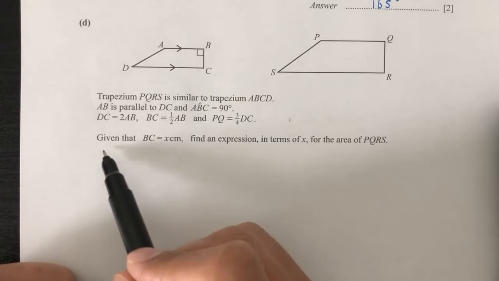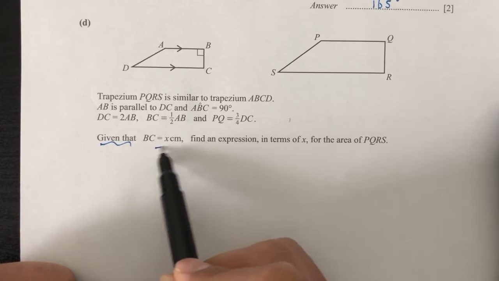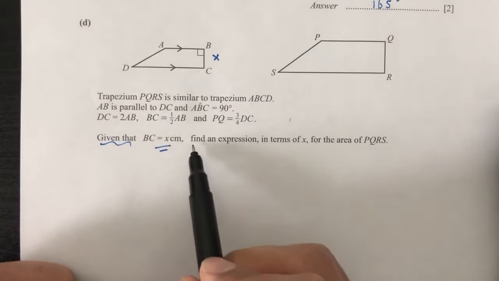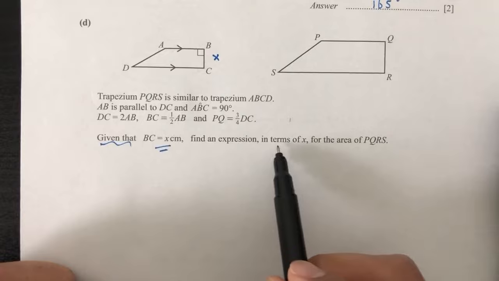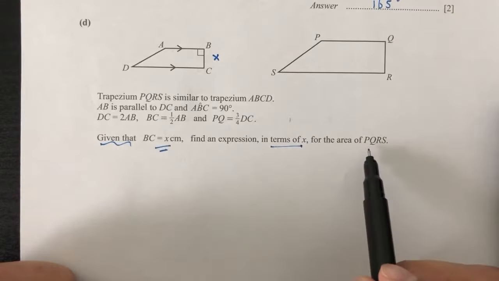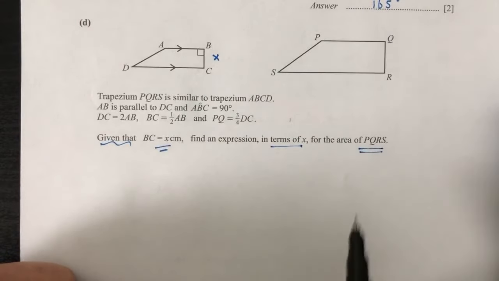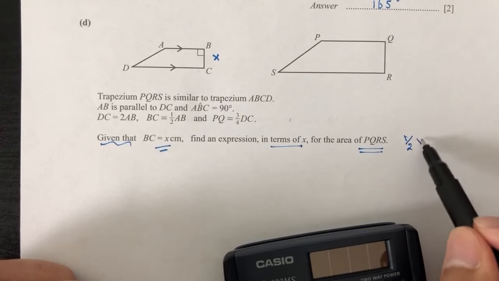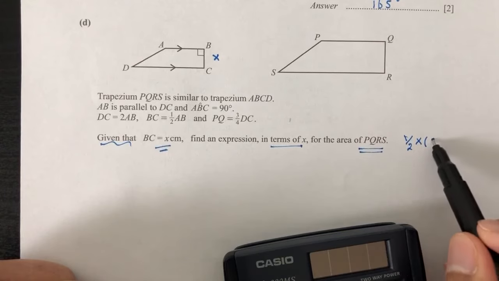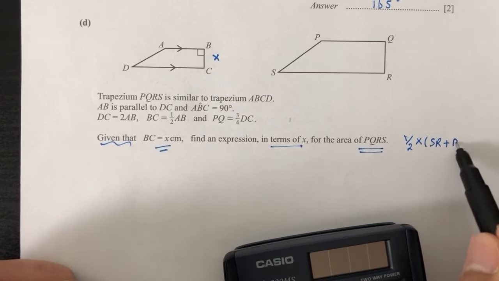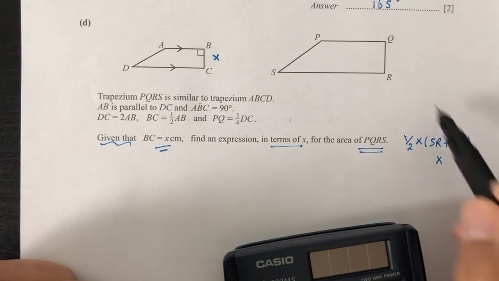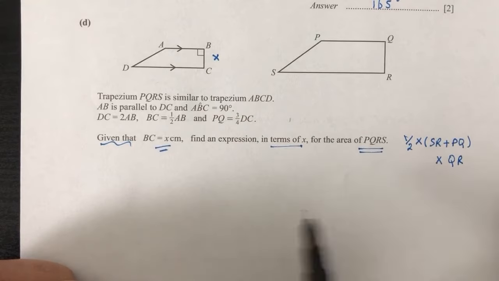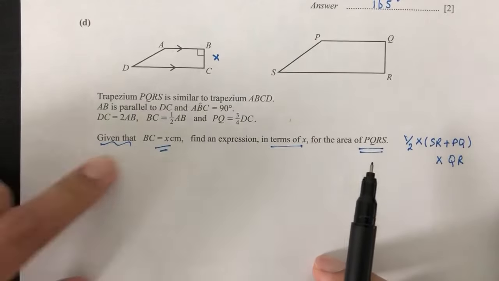Okay. So part 1, given that BC equal to X, find an expression in terms of X for the area of PQRS. So how do you find the area of a trapezium? We know it's always half times the sum of both parallel sides, which is SR plus PQ, times the height in between, which is QR. So we have to find these sides to find the area of the trapezium.